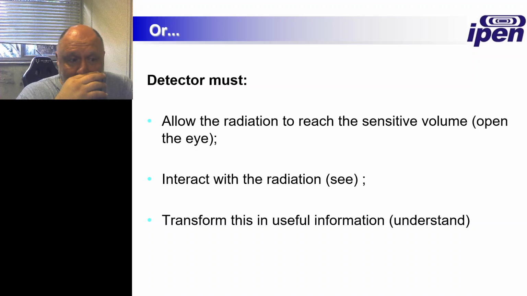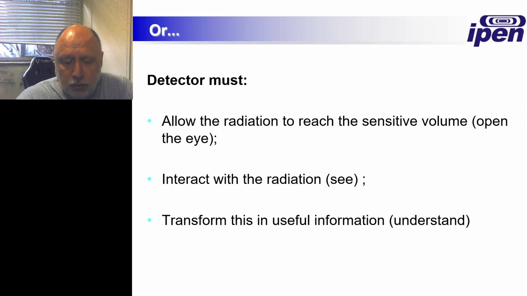Then there's the second part. The detector must be able to interact with that radiation, meaning to see the radiation. Just think, light is an electromagnetic wave, right? And we see it, but we don't see radio waves. We don't see microwaves, because the sensors in our eyes are tuned to a certain, quite narrow range of frequencies, right? And we don't see charged particles either. So it's only electromagnetic waves in a very specific range.